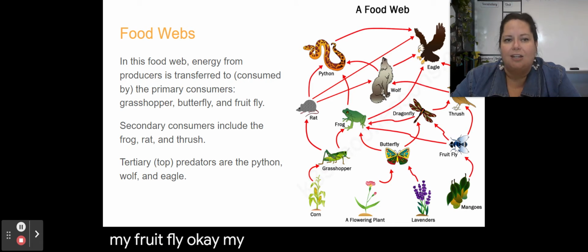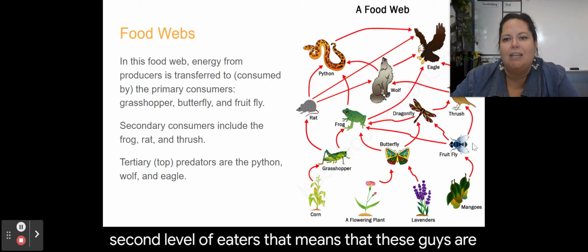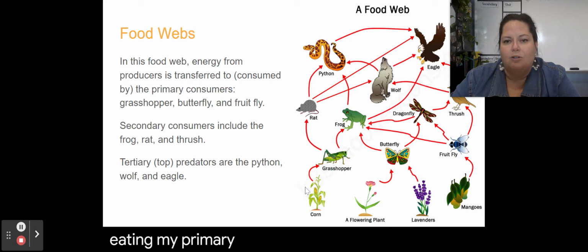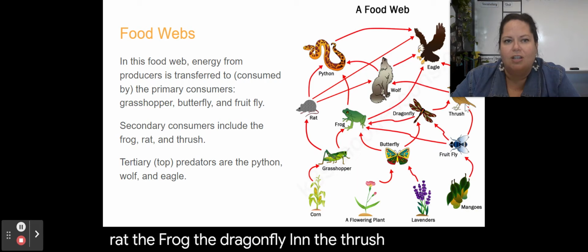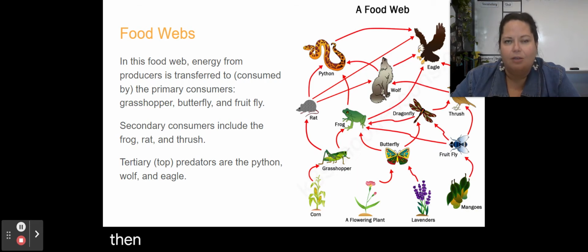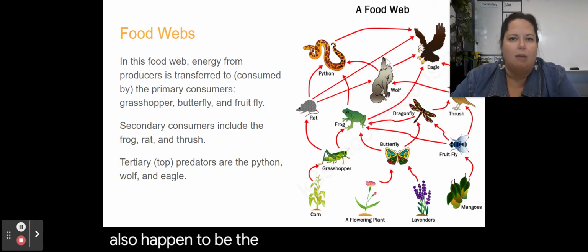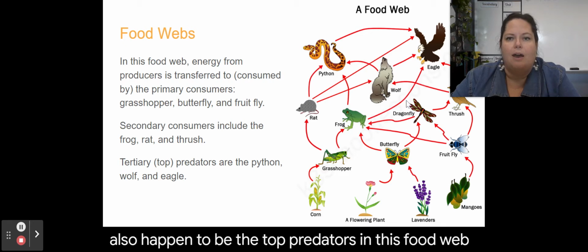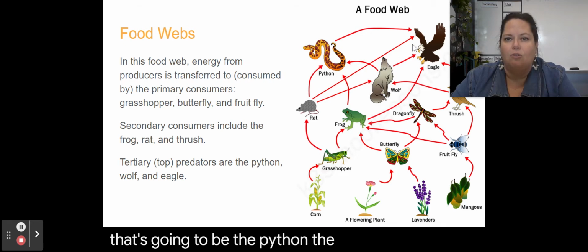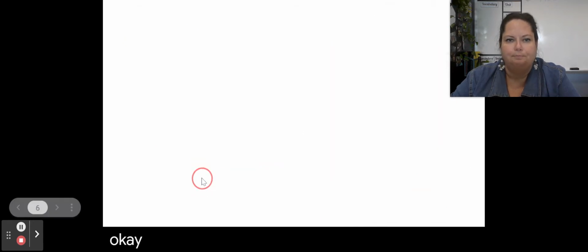My secondary consumers are my second level of eaters. That means that these guys are eating my primary consumers or my producers down here. So that's going to include the rat, the frog, the dragonfly, and the thrush. And then tertiary refers to 3. So this is my third level of consumers. These just also happen to be the top predators in this food web. That's going to be the python, the wolf, and the eagle.